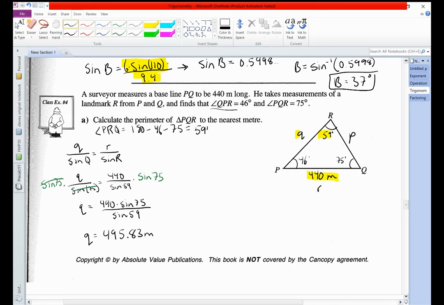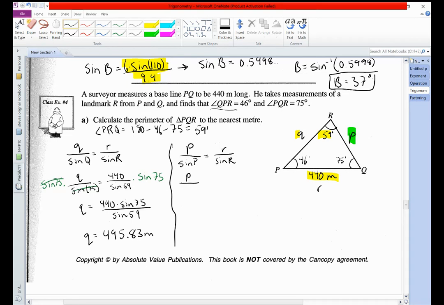Now we can do the same thing to solve for length p. So again, I'm going to put small p in the top left, and even though I calculated q and now I have the pair angle Q, side q, I'm going to use angle R and side R. I'm just more confident in those values, and they gave us 440. So little r over sine of capital R. So now we can plug those values in.